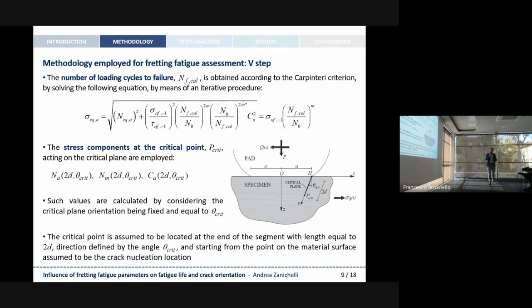Finally, the number of loading cycles to failure can be computed according to the Carpinteri criterion by solving the equation reported at the top of the slide, in which the stress components are those acting at the critical point and referred to the critical plane, where the critical point is assumed to be located, as you can see in this figure here, at the end of the segment equal to twice the average grain size of the material, starting at the hotspot on the contact surface and with an orientation given by theta critical, that is the crack nucleation orientation.